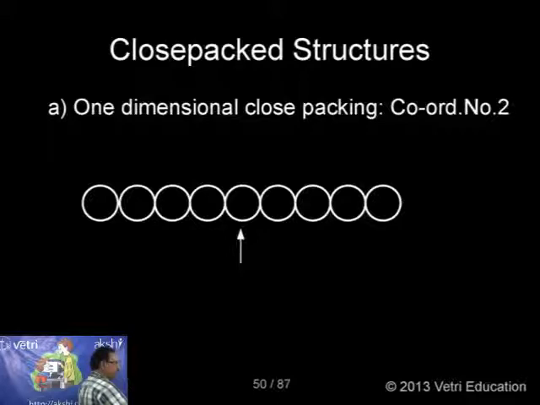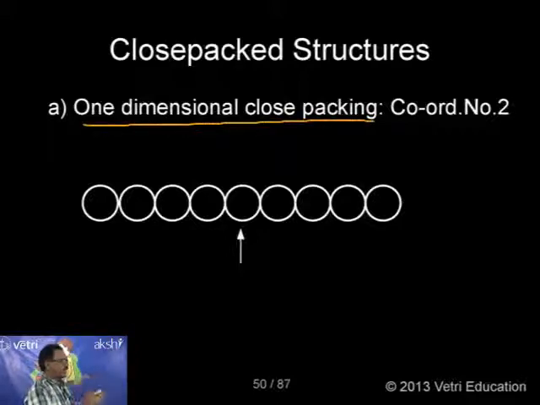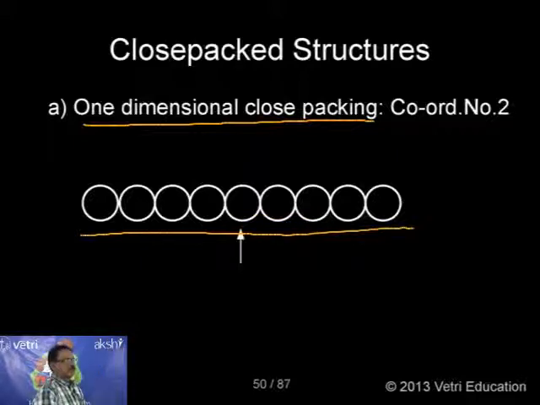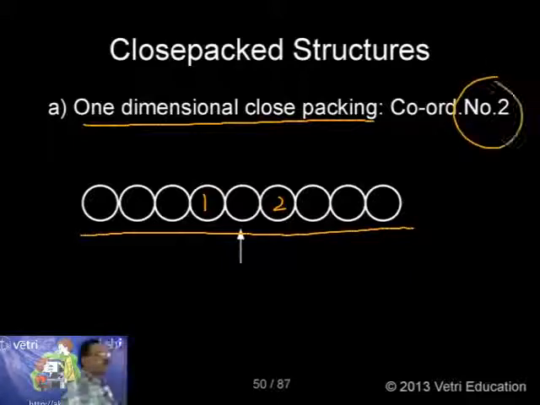So this is one-dimensional close packing. I am going to explain close packing structures, so first I am discussing one-dimensional close packing. I assume these are atoms or molecules. Let us take this particular atom. The neighboring atoms, this is 1, this is 2. The idea here is that it is surrounded by 2 atoms very near. That means coordination number 2. It is coordinated with 2 neighboring atoms. So in one-dimensional close packing, the coordination number is 2. Can you follow? Right. The next one.